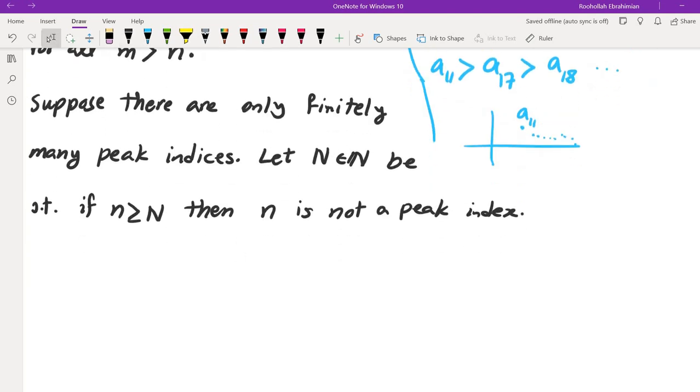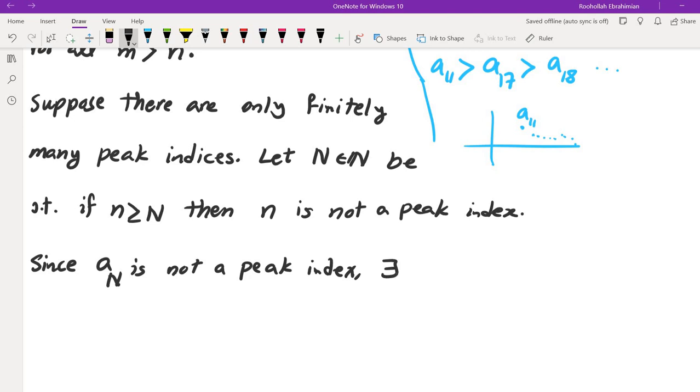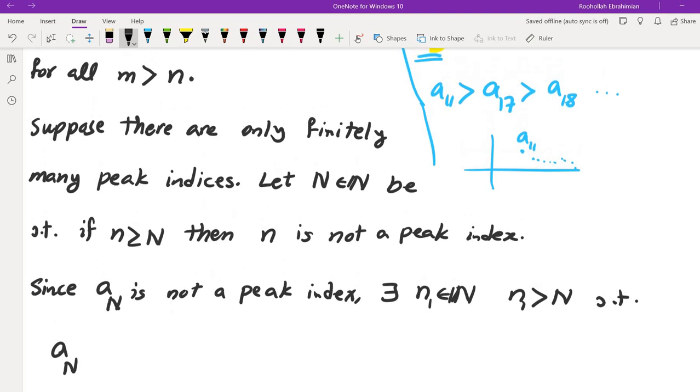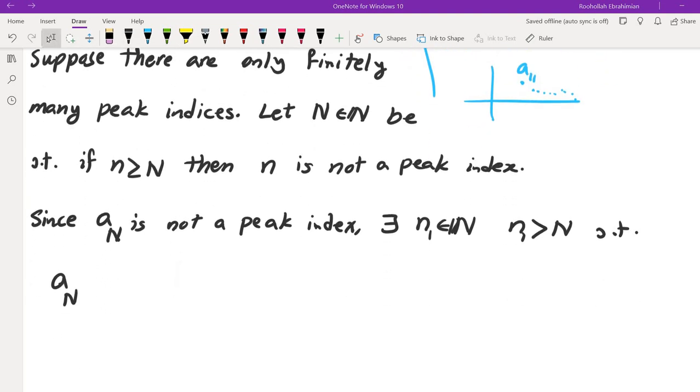Okay, so we start from term a_N. Since capital N is not a peak index, there is some term after that. There is n1 in N, n1 greater than N, such that a_N is less than or equal to a sub n1. It is because it's not a peak index. It is not more than everything after that.